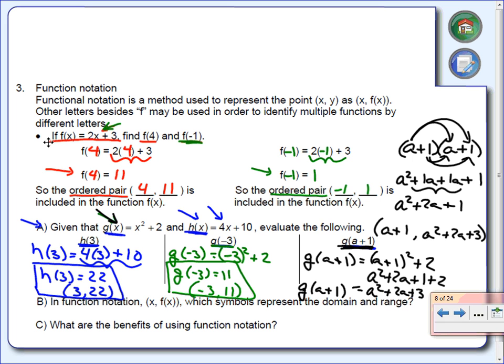Now let's go to part B here. Part B says in function notation, we have the ordered pair x, f of x. They want to know which symbol represents the domain and which symbol represents the range. Let me start with domain. X is domain. That one is the x, this x right here. Range. Usually we use y for range, but that's not what I have in this ordered pair. What am I using instead of a y? F of x. So that's what the range is, it's the f of x. So domain is the x, range is the f of x.